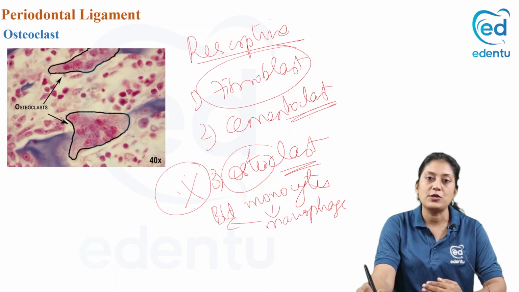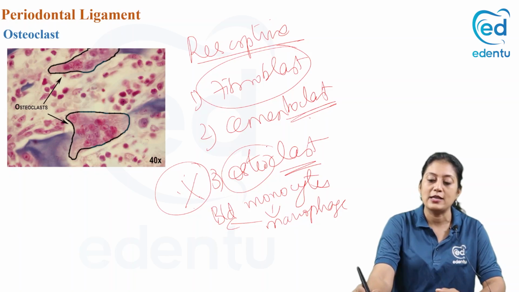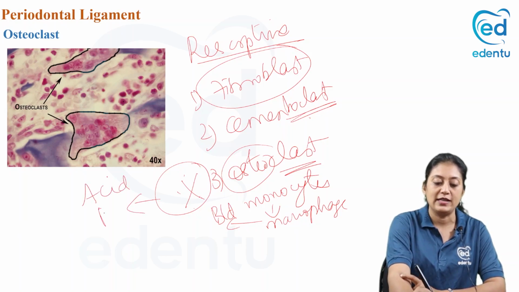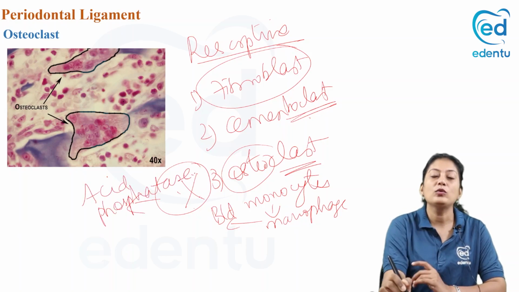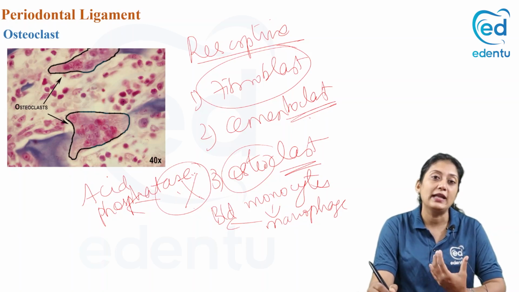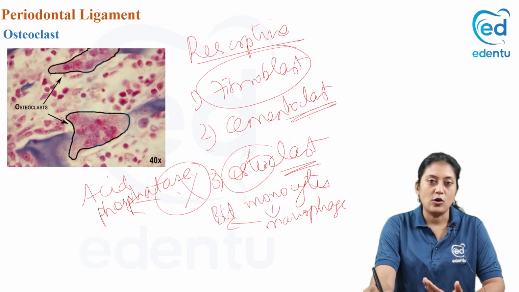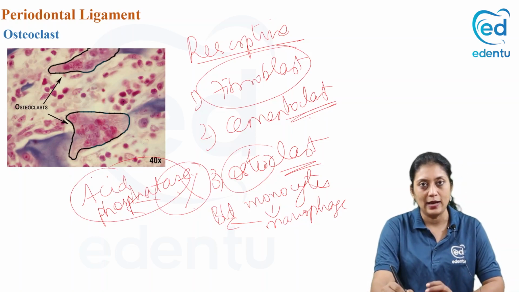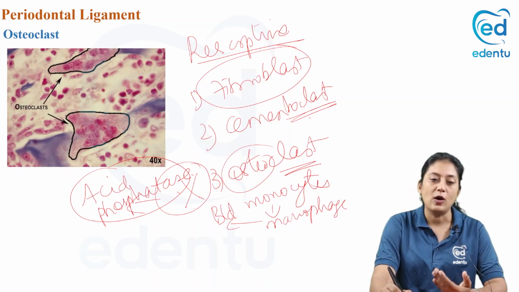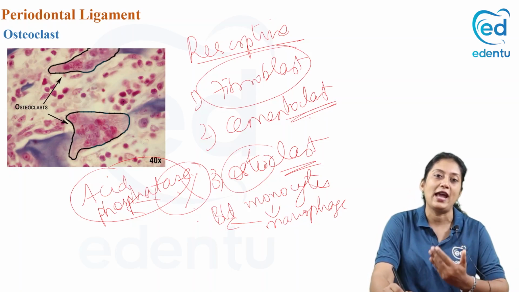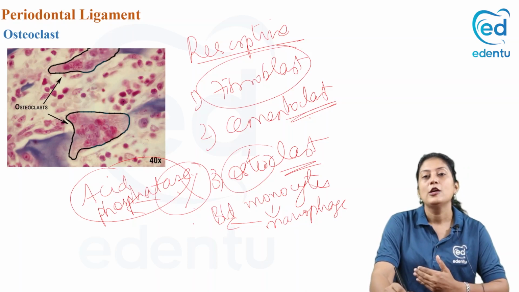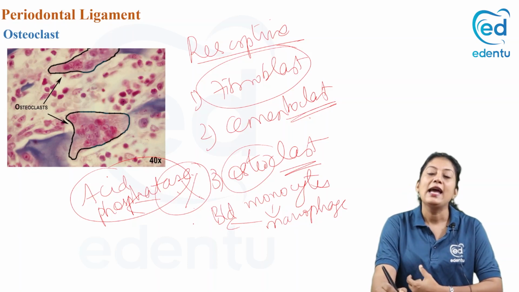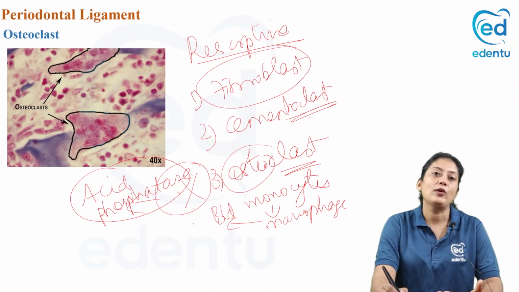Why is bone resorption happening with the help of osteoclast? Because osteoclast has a special type of enzyme called acid phosphatase. We all know that acids have the capacity for demineralization. So this osteoclast will create an acidic environment because of the acid phosphatase enzyme. This acidic environment will cause demineralization, or removal of calcium and phosphate, from the bone. So when calcium and phosphate are removed, only the organic content of bone will be present, and that will be destroyed by proteolytic enzymes.